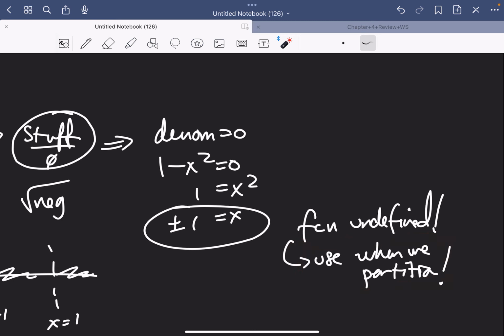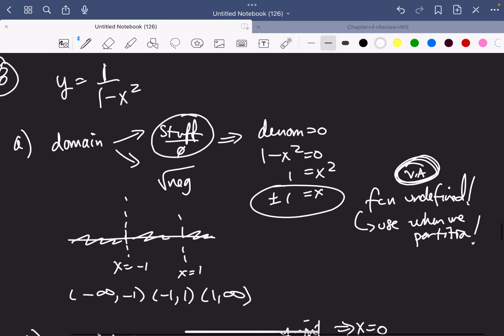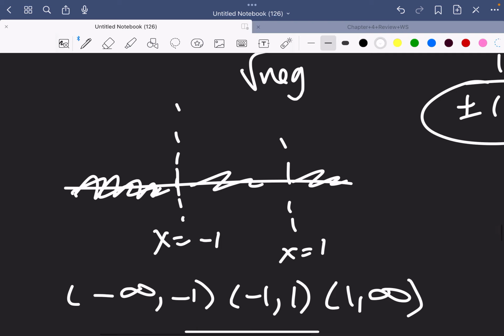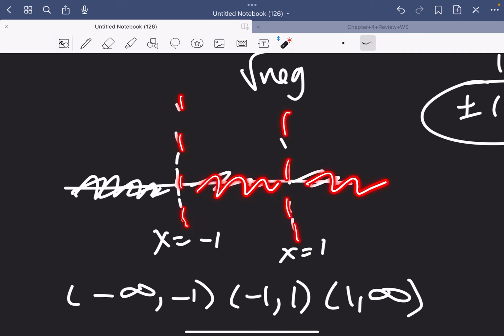So no matter what happens, those are going to be vertical asymptotes, right? And at those vertical asymptotes, we're going to make sure and partition. So if we look at what we got: stuff, a vertical asymptote, stuff, a vertical asymptote, stuff. So this would be our domain: negative infinity to negative 1, negative 1 to 1, and 1 to infinity.